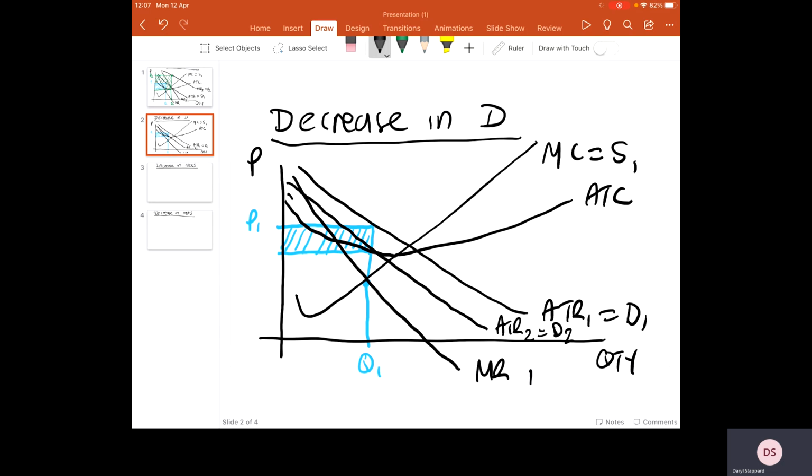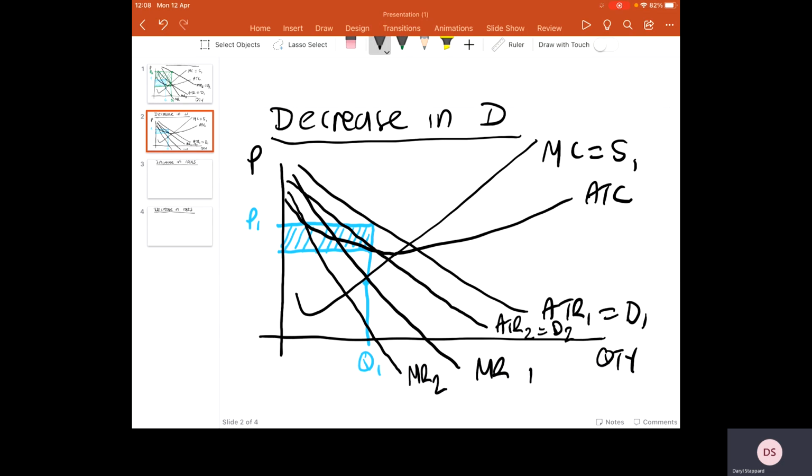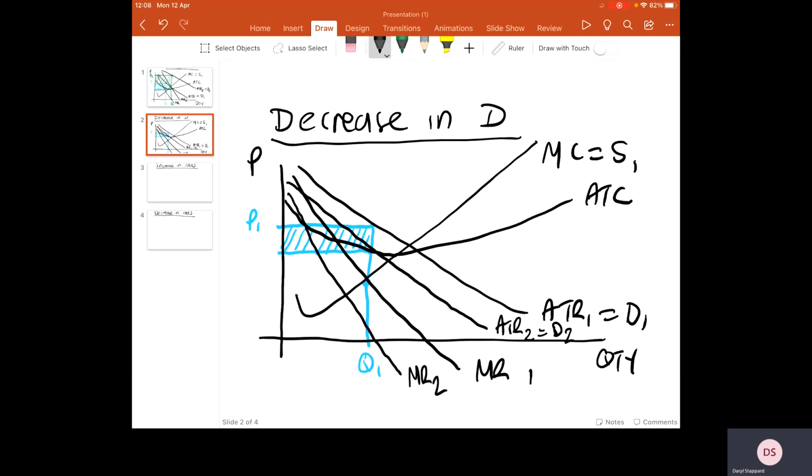And I'll add a second marginal revenue curve. I've shifted them both inwards. Right, now I've got to take my time to work out where the new profit maximizing output would be. So I've got to find where MR2 cuts marginal cost.